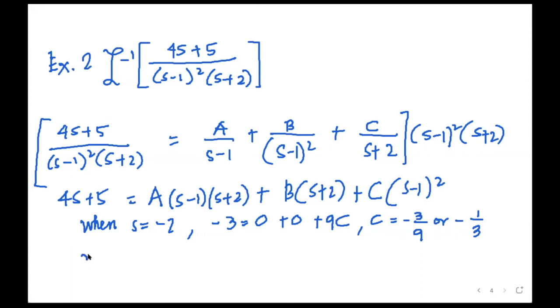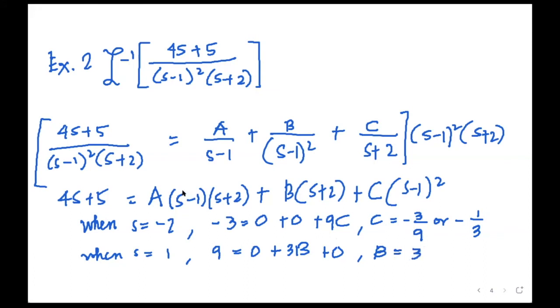So you assign s equal to positive 1. 4 times 1 is 4. 4 plus 5 is 9. Here, 0 yung first term. Second term, you have 3, so plus 3b. And here you have 0 yung last term. That's why we have 9 divided by 3 is, so the constant b is equal to 3.